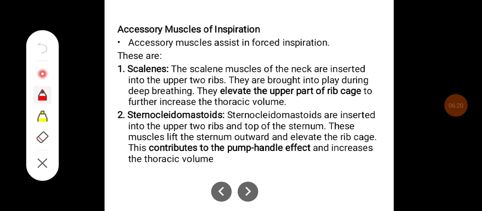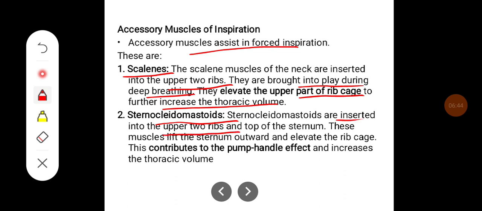Accessory muscles of inspiration. So accessory muscles, they assist in forced inspiration. These are scalenes and sternocleidomastoids. Scalene muscles of the neck are inserted to the upper two ribs. They are brought into play during deep breathing. They elevate the upper part of the rib cage to further increase the thoracic volume. Sternocleidomastoids are inserted into upper two ribs and top the sternum. These muscles lift the sternum outward and elevate the rib cage. This contributes to the pump handle effect and increases the thoracic volume.